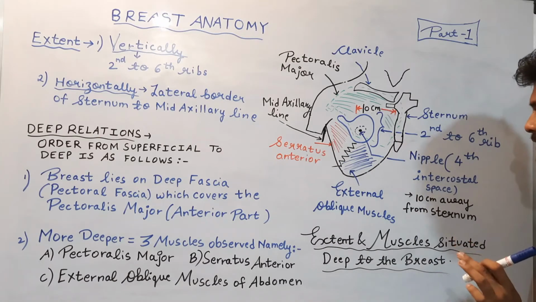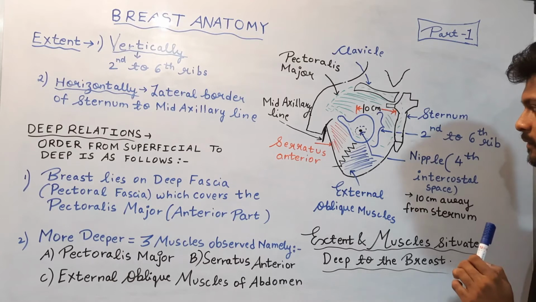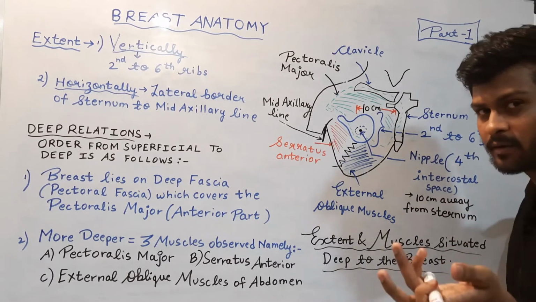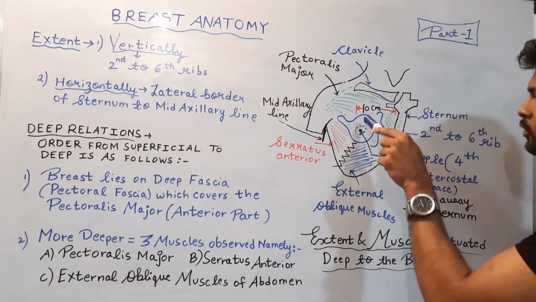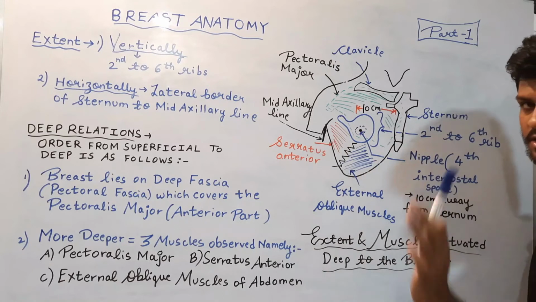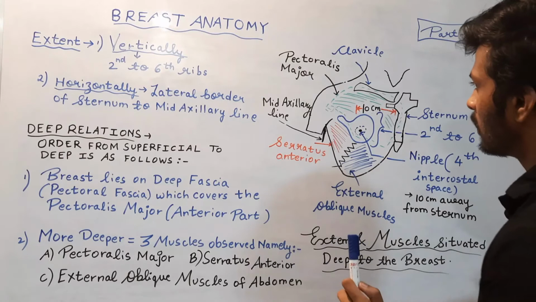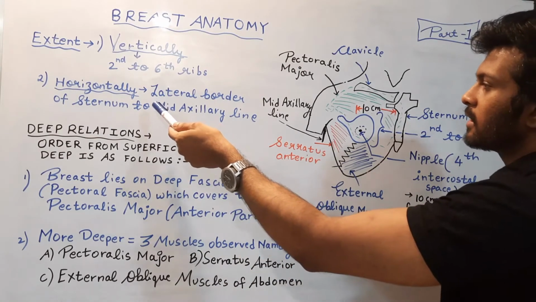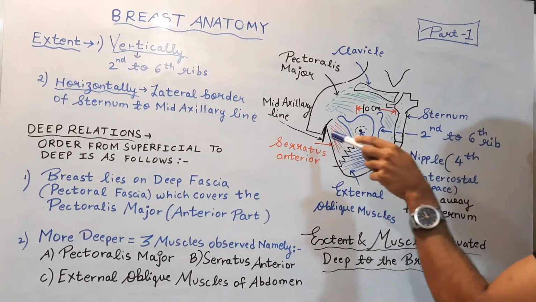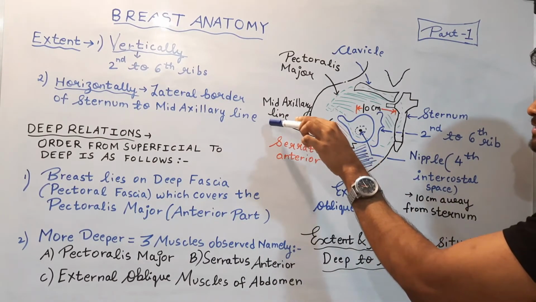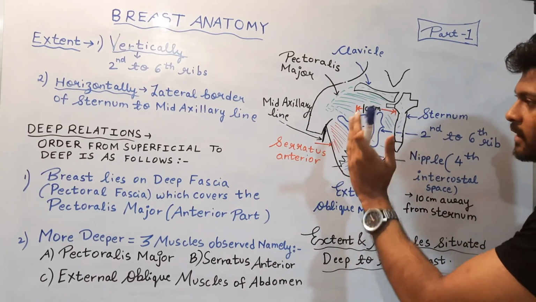The nipple, where is it? It is in the 4th intercostal space, and it is 10 centimeters away from the sternum. I have shown it over here and written it down as well. Horizontally, the extent is from the lateral border of the sternum to the mid axillary line. I have shown the mid axillary line over here.